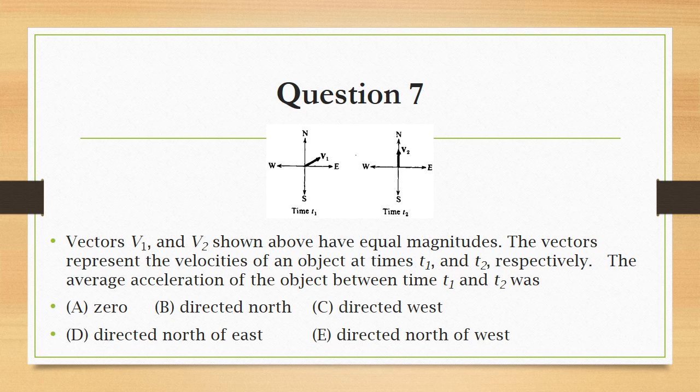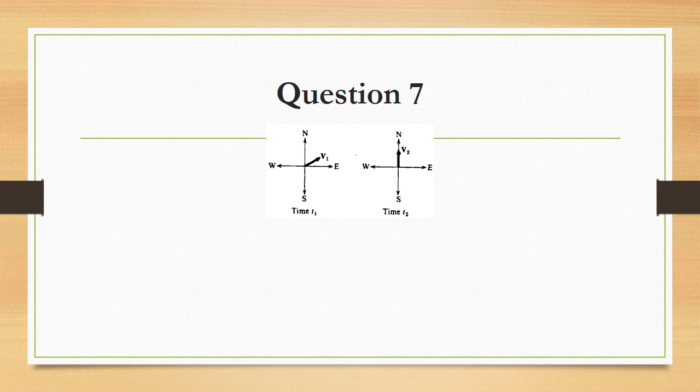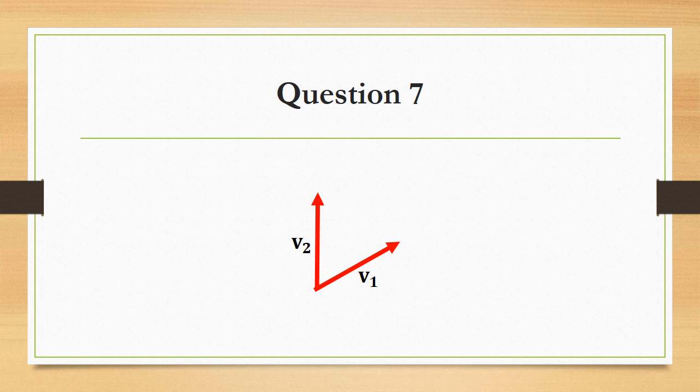Question 7 is actually a lot more simple than it might seem. So let's redraw these vectors a little bit bigger. You start with v1, you want to end at v2, and it asks you for the acceleration. Well, the acceleration is just the change in the velocity. So what vector would you have to add to v1 to get v2? So let's just set this up like it's a vector addition question.